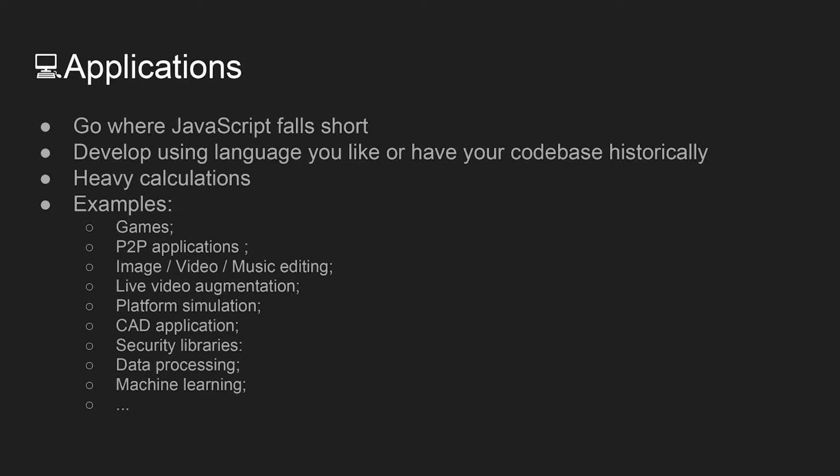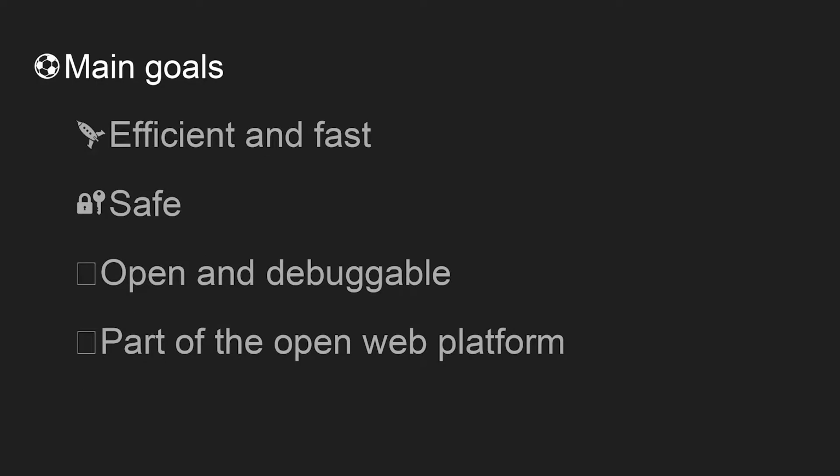So the main goals were to be efficient and fast, to be safe, at least as safe as JavaScript. And they wanted it to be open and debuggable, because if you want to have something fast, we need to see under the hood. We need to see how it's running. And another thing, it must be part of the open web platform.